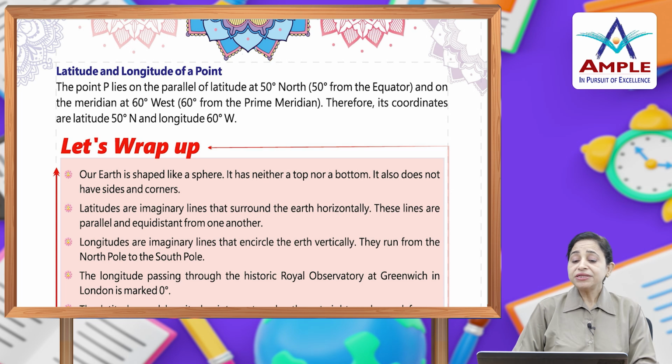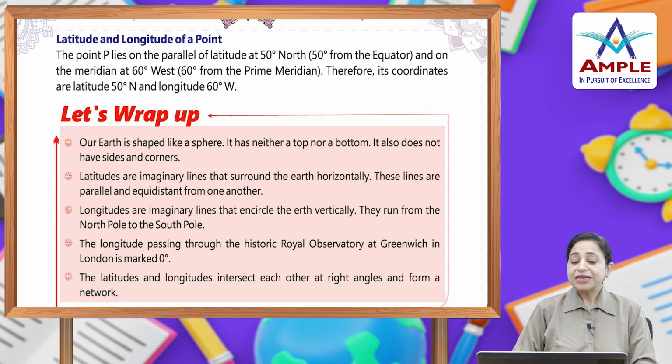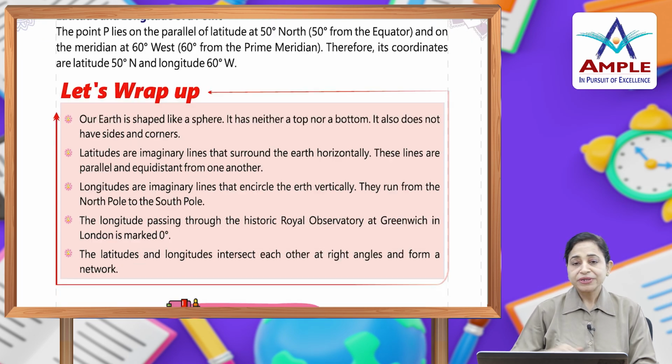Latitudes are imaginary lines that surround the earth horizontally. These lines are parallel and equidistant from one another. Longitudes are imaginary lines that encircle the earth vertically. They run from the North Pole to South Pole. The longitude passing through the historic Royal Observatory at Greenwich in London is marked 0 degree. The latitudes and longitudes intersect each other at right angles and form a network.